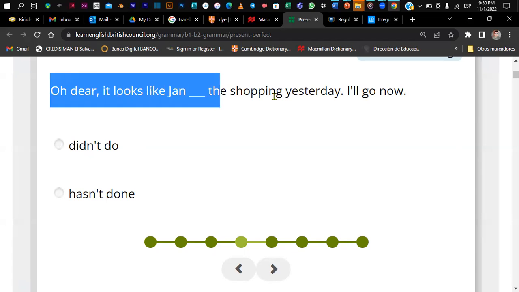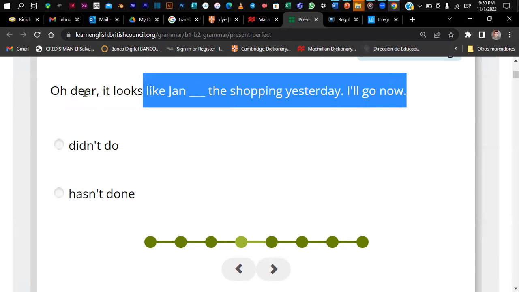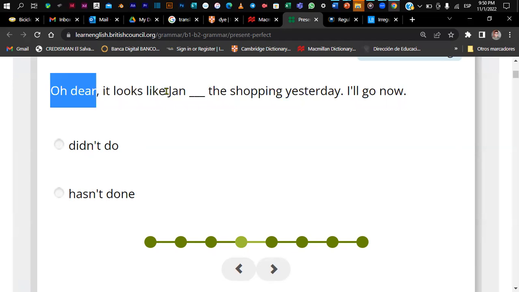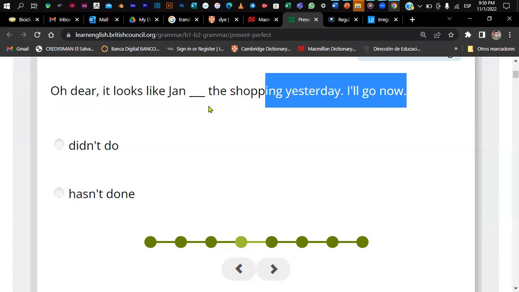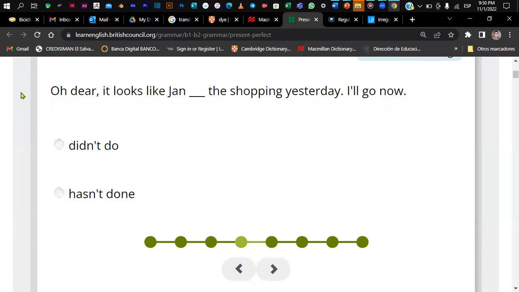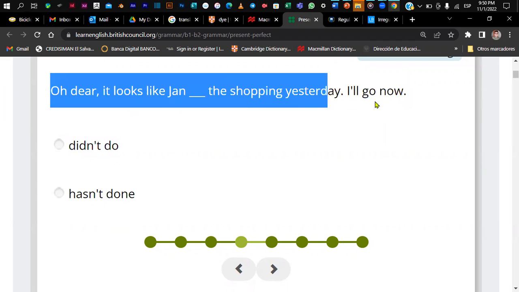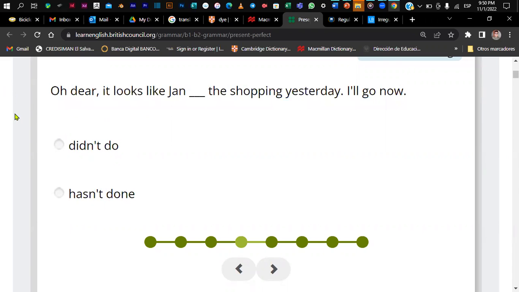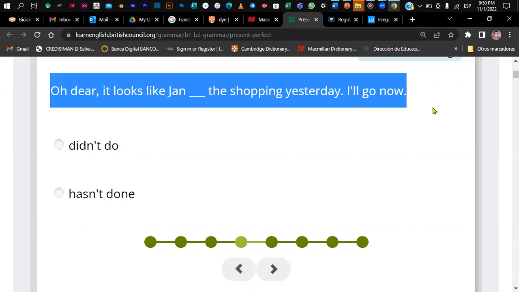Okay. Does the sentence have any time expression to tell you that it is in the simple past tense? Does it have it? ¿Tiene una expresión de tiempo en la sentence? Okay, what is the time expression that you can see in the sentence? But what is the time expression that the sentence has?